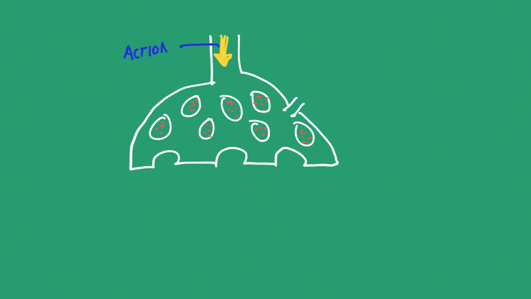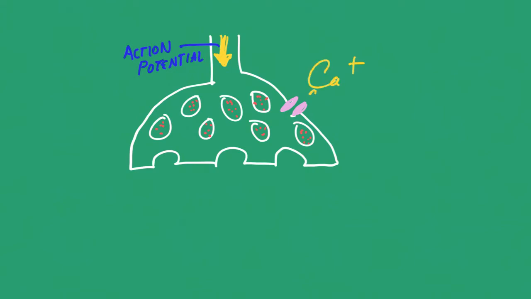Now let's take a look at the events that take place during synaptic transmission. Here is the synaptic knob. The white circles are the synaptic vesicles, and the red dots represent the neurotransmitter. First, the action potential arrives at the synaptic knob. Once the action potential arrives, it is sensed by voltage-gated calcium channels that are also present in the synaptic knob. These are shown in pink.